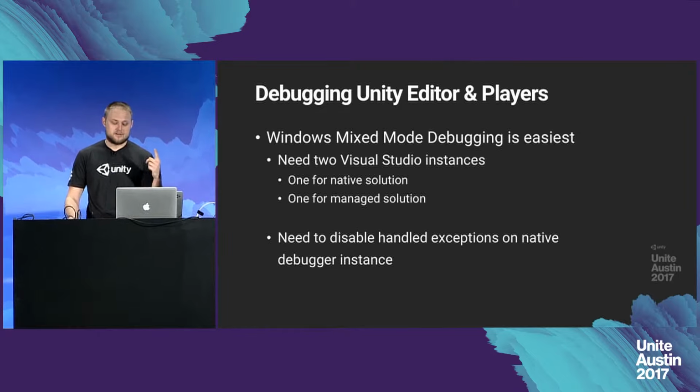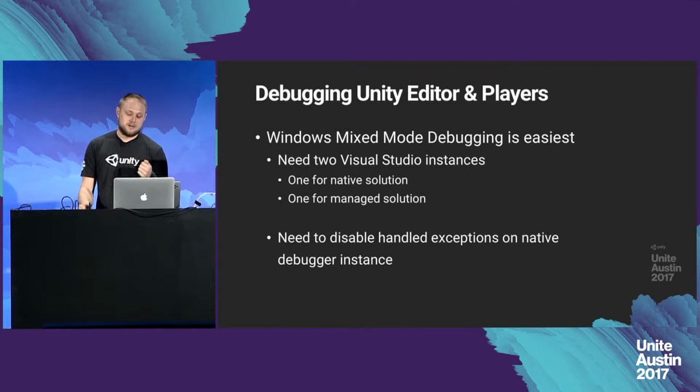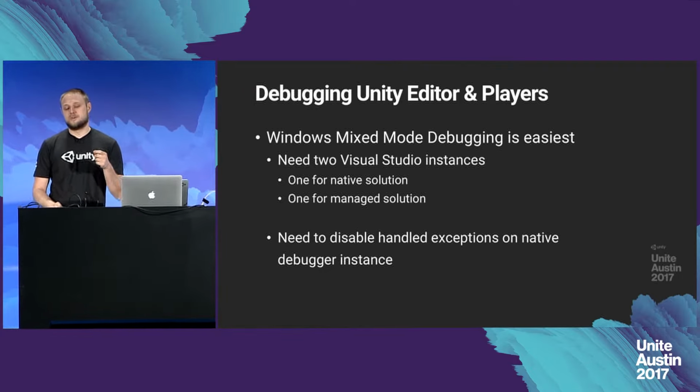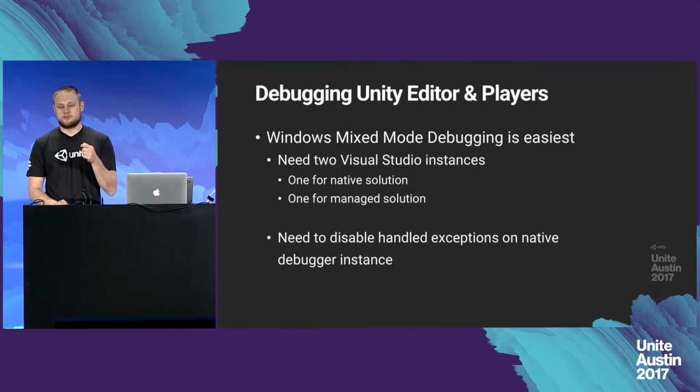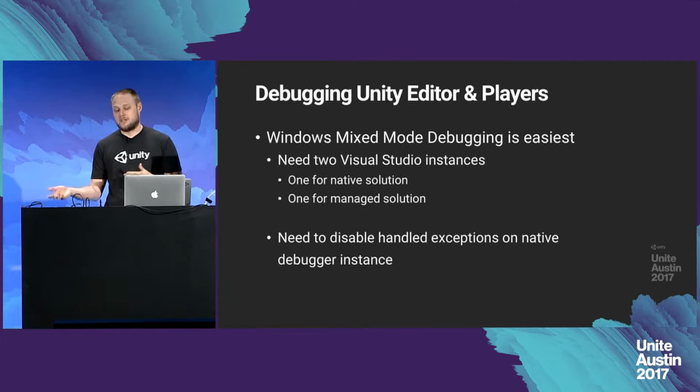There's only one caveat there, which is that you're going to need to disable some handled exceptions for the native debugger. Because on Windows, you're going to get first chance exceptions sent by the executable to both debuggers. And so, for instance, the native debugger will catch on managed exceptions. That's not very good, because the managed runtime sends a lot of first chance exceptions that are potentially handled, and you want to be able to ignore those.